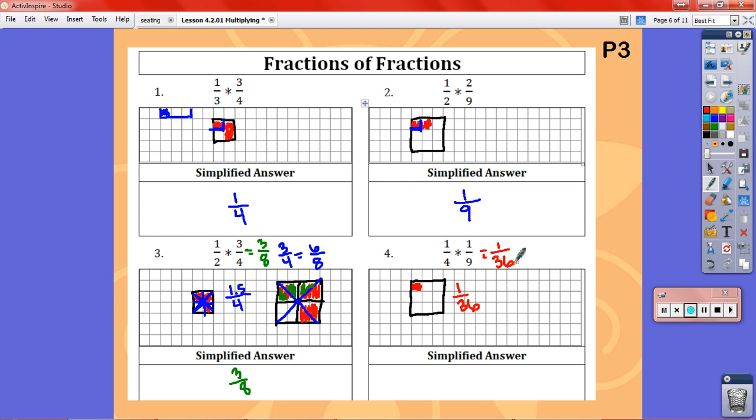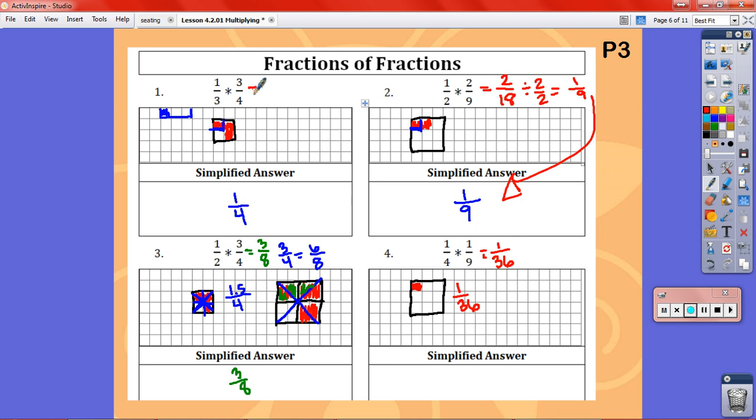And this is where you start to see your pattern. It's 1 times 1 is 1, and 4 times 9 is 36. 1 times 3 is 3, and 2 times 4 is 8. And here, if we do it that way, we can get to the same answer. We just have to simplify. 1 times 2 is 2. 2 times 9 is 18. Simplify by dividing by 2, and you get 1/9, same as our answer.